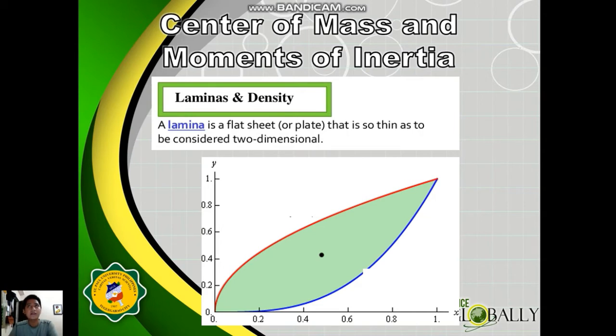Think of it as a leaf. A leaf, you cannot say that it is two-dimensional, but you cannot say also that it is three-dimensional. It is in between, I think, because if you look at a leaf, you can see that there is a thickness but very thin. So that is a lamina. It is between two-dimensional and three-dimensional. So we can get the volume of that, or the center of mass and inertia, using double integral.